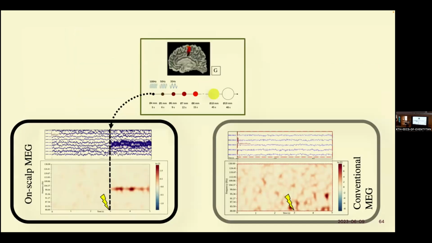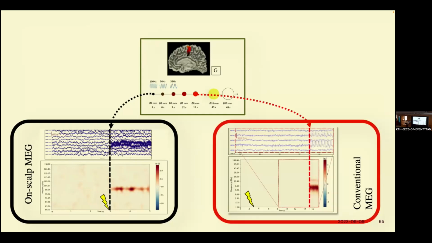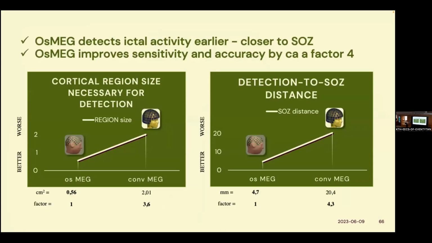And then we looked at a seizure. So 3 seconds is where the seizure begins. In the on-scalp recordings, we immediately see a very clear signal. You see this high frequency activity at 100 hertz, as it's supposed to be. In conventional MEG, you see nothing. We actually have to zoom out to 15 seconds, when it's about 4 times as large a cortical patch, until we see a clear signal appearing. This is something that we consistently saw for all of the networks.